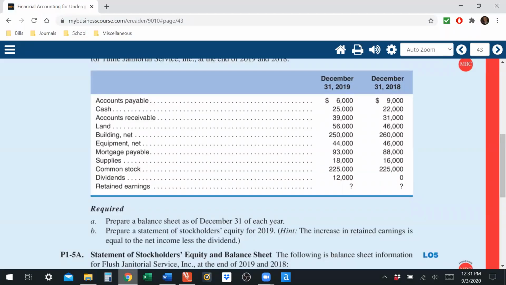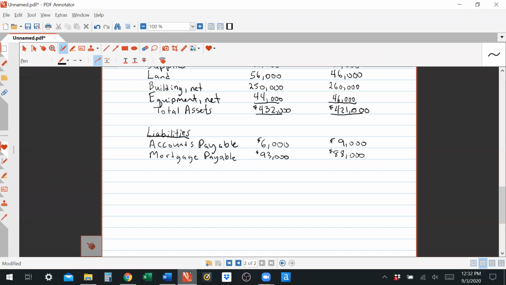Supplies we've taken care of. All right, that's it, those are the only two liabilities. So the total liabilities are $99,000 as of the end of 2019, and $97,000 as of the end of 2018. And now we look at our stockholders' equity.